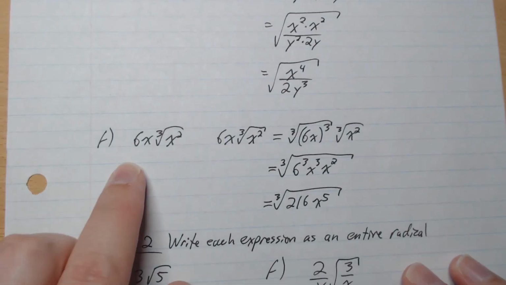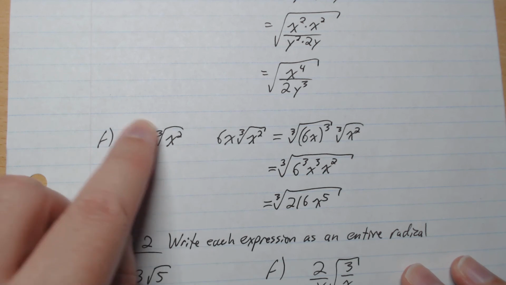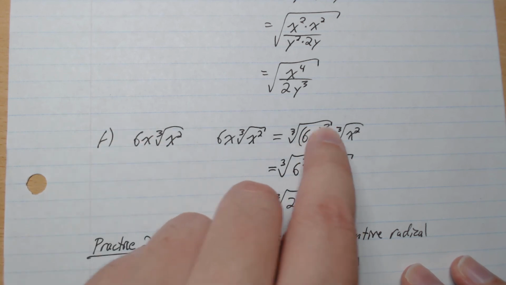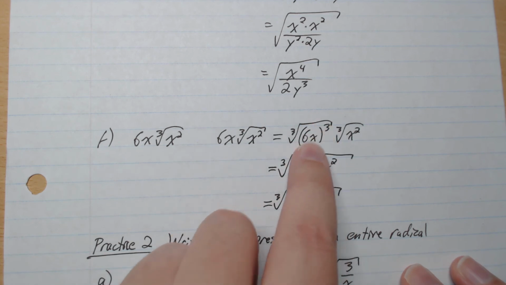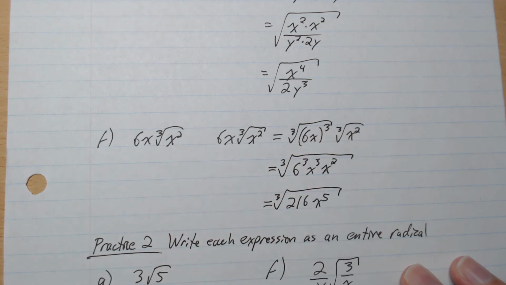F, 6x cube root x squared, so we want a cube root here, so we're going to go cube root. Distribute the cube, so 6 cubed x cubed times x squared like that. And this gives 216 times x to the 5 like that, and all of that cube rooted.